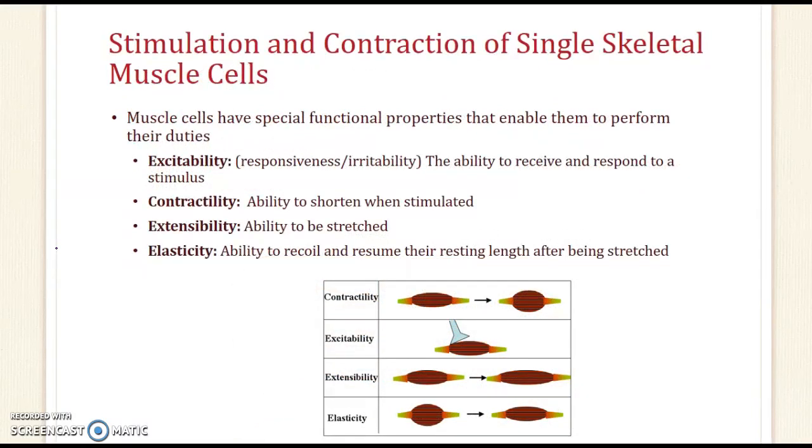So now we're going to talk about how this calcium is released from the sarcoplasmic reticulum and how actin and myosin cause that muscle contraction. The first thing you need to know is skeletal muscle and other types of muscles are really unique because they are excitable, meaning that they're going to respond to a stimulus. They're able to shorten when stimulated. They're able to stretch, and they're able to go back to their resting length after being stretched. These are really important when looking at the ability to contract and keep doing that throughout one's life.